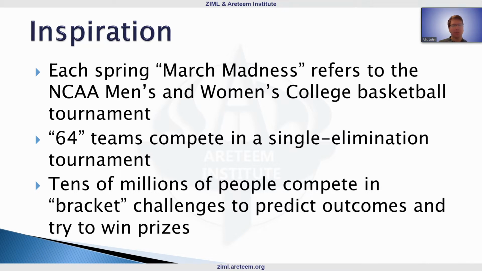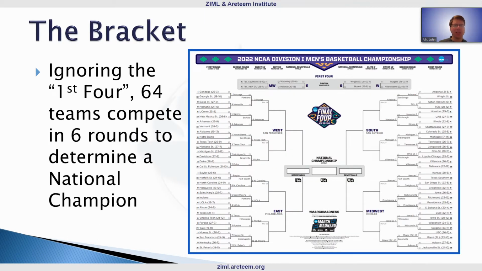Looking at the bracket here a little bit, first things first, if you don't know much about the tournament, this is not super important, but just for completeness, there is this so-called First Four in the NCAA tournament. We are going to be ignoring that. So that's a couple extra teams. Officially it's 68 teams, but then it quickly reduces to the 64 team bracket.